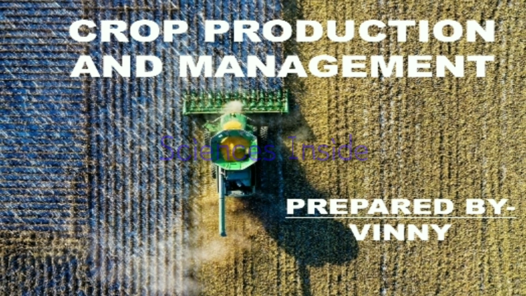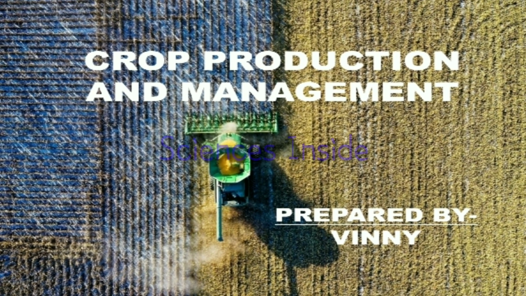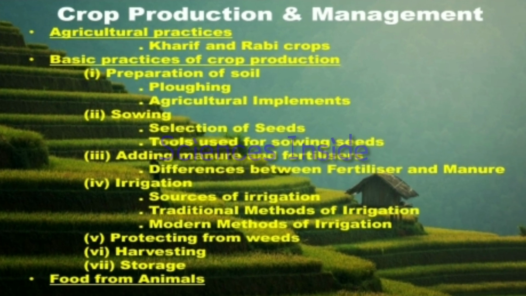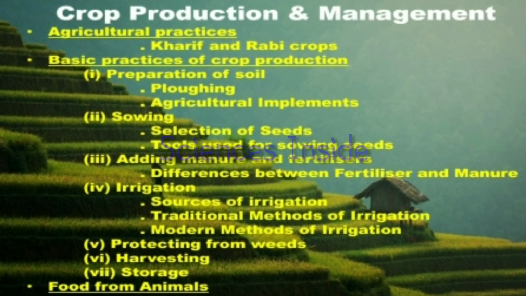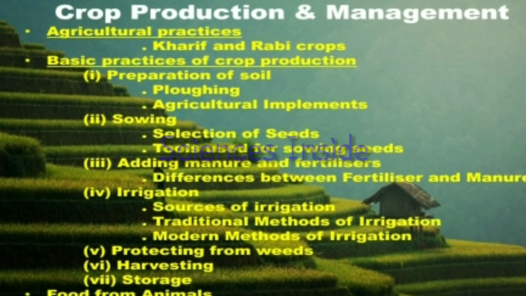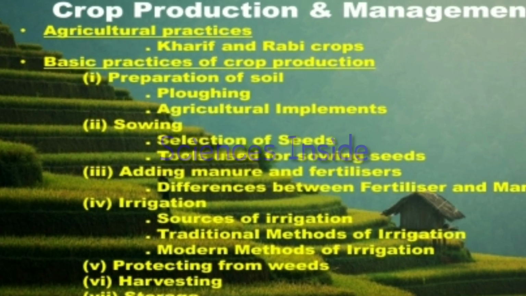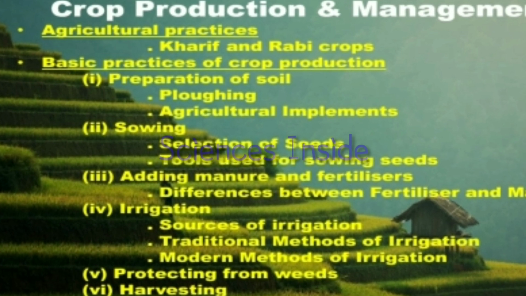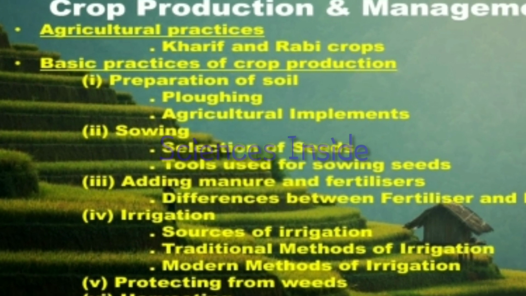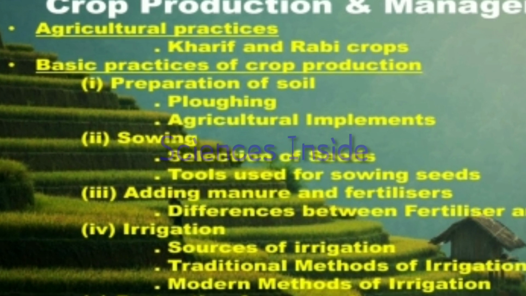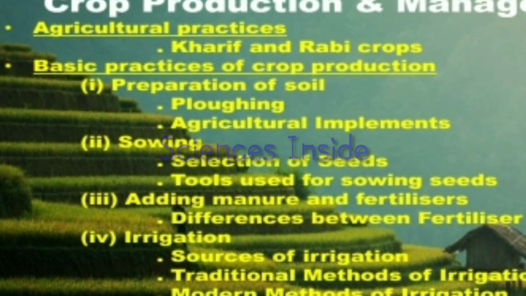Welcome to the second series of this chapter, Crop Production and Management. In this series, we'll study about the basic practices of crop production. We will cover preparation of soil, in which we'll cover plowing and agricultural implements. And we'll study the second part also, that is called sowing, in which we'll study the selection of seeds and tools used for sowing seeds.